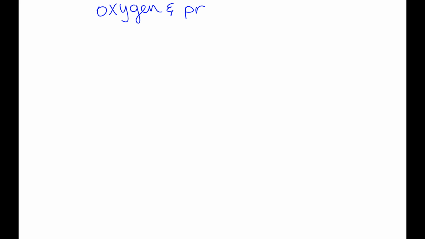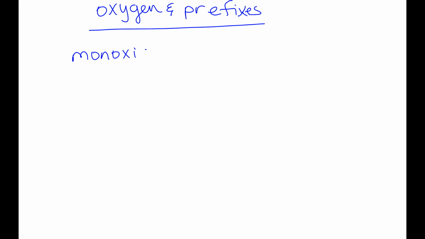Why did it go small? And prefixes. Okay, so the first one is monoxide. That means that there's just one O.